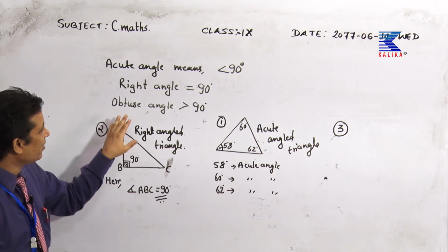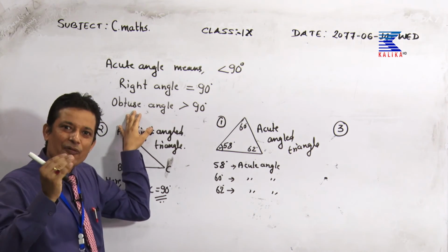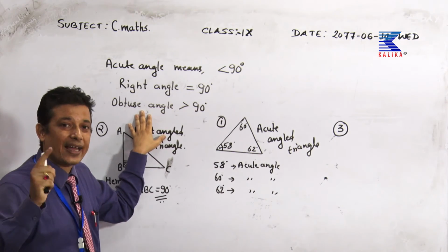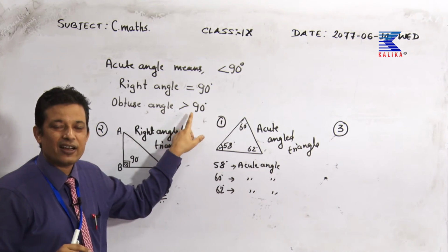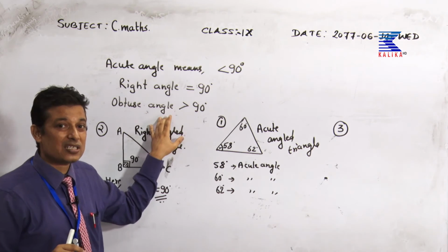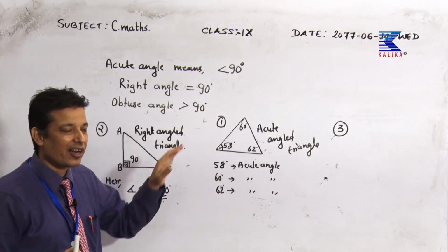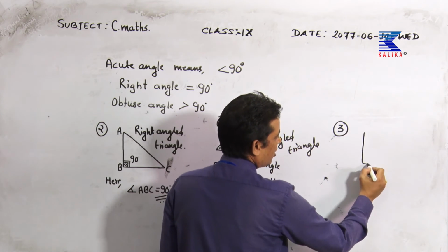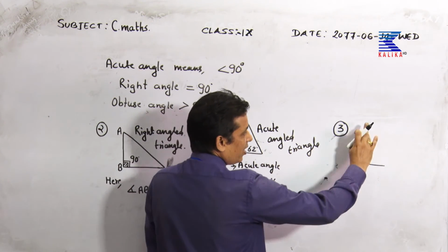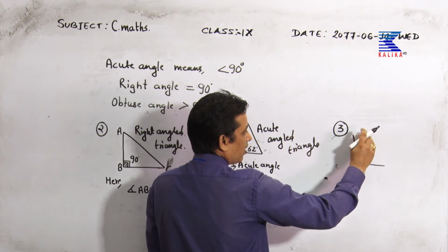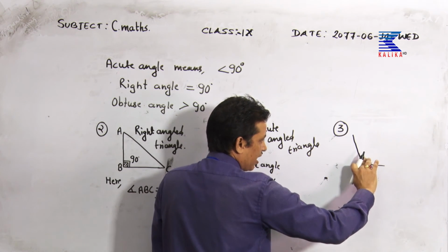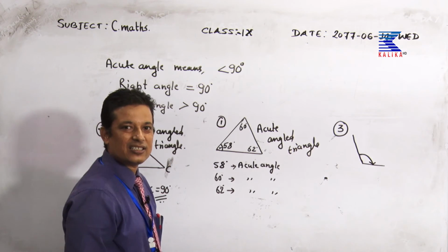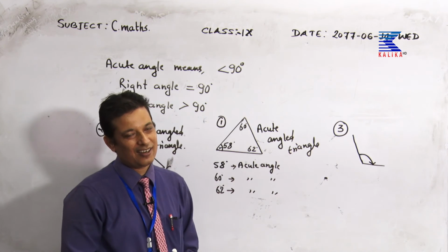Let us see this obtuse angle. What type of angle is known as an obtuse angle, dear student? An obtuse angle means the angle which is greater than 90 degrees. So, I am making, look, this is 90 degrees. Now, a little more from here I am making. Now, you are sure that this angle is more than 90 degrees.